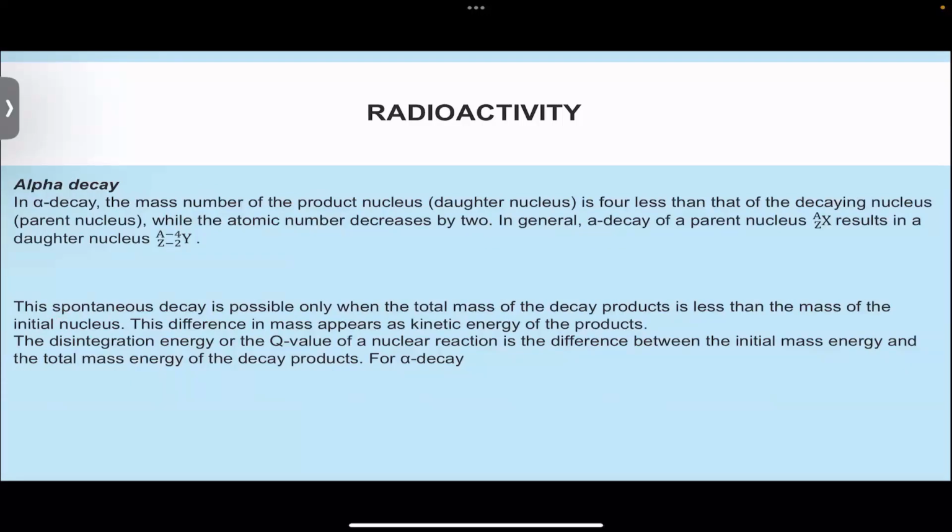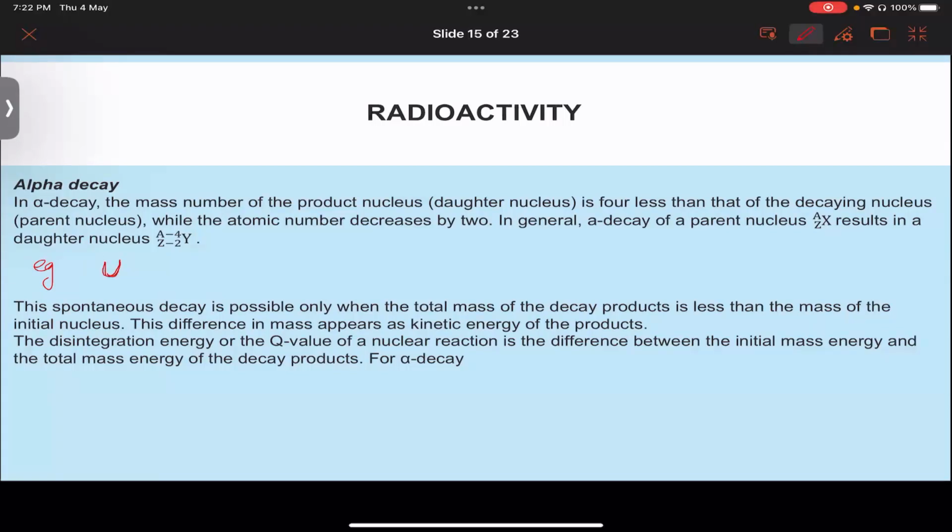Okay, so first let's look at alpha decay. In alpha decay, if you consider uranium, we'll take uranium as the example. We are going to consider the isotope 238, U-238, atomic number 92. This is the radionuclide, and when it undergoes alpha decay, your atomic mass number reduces by 4, and your atomic number is reduced by 2.